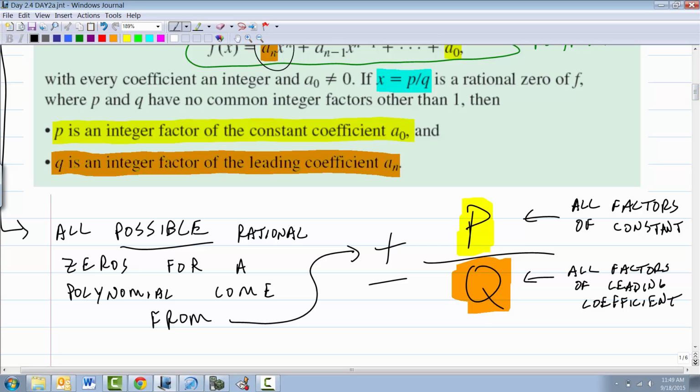Sorry for hitting you with the pen. All right, so all factors of the constant go up in the numerator. All factors of the leading coefficient go in the denominator, and you do all combinations of numerator over denominator. That's your list. And then what do you do with that list? You try them and see which ones work. That's what you do, and we did this last year. Do you remember that? Okay.